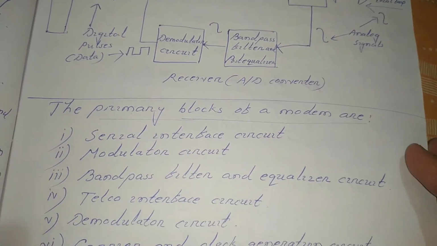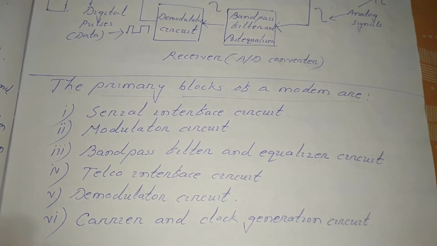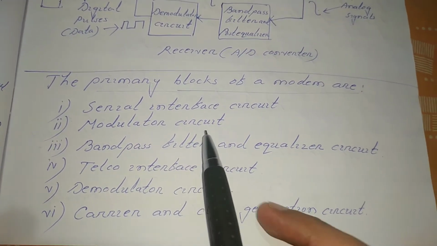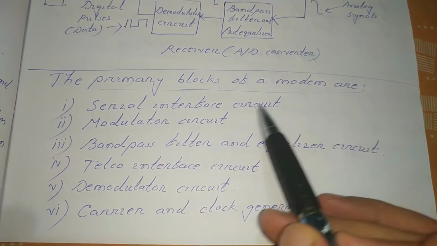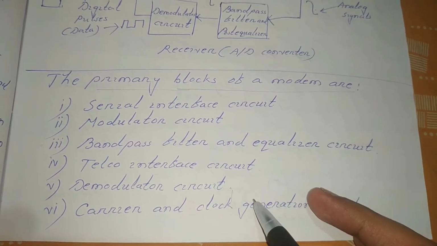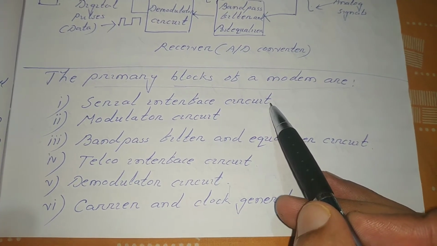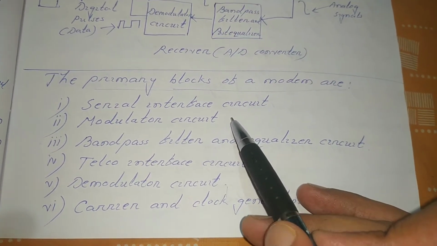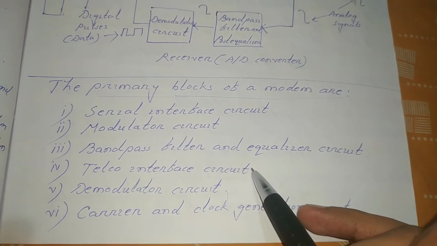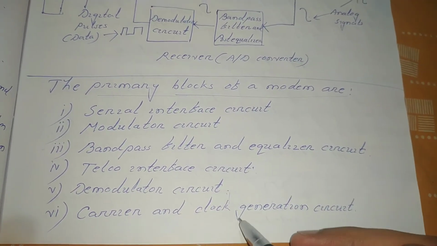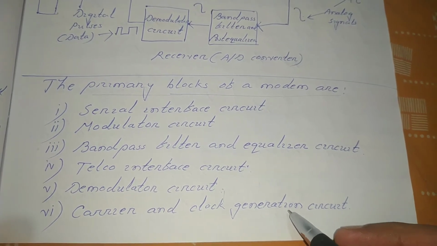First, for short question purposes, you have to remember the primary or basic blocks of a modem. Six blocks are there. First one is the serial interface circuit, then the modulator circuit, band pass filter and equalizer circuit, telco interface circuit, demodulator circuit, and the last one is the carrier and clock generation circuit. So let's see about the serial interface circuit first.